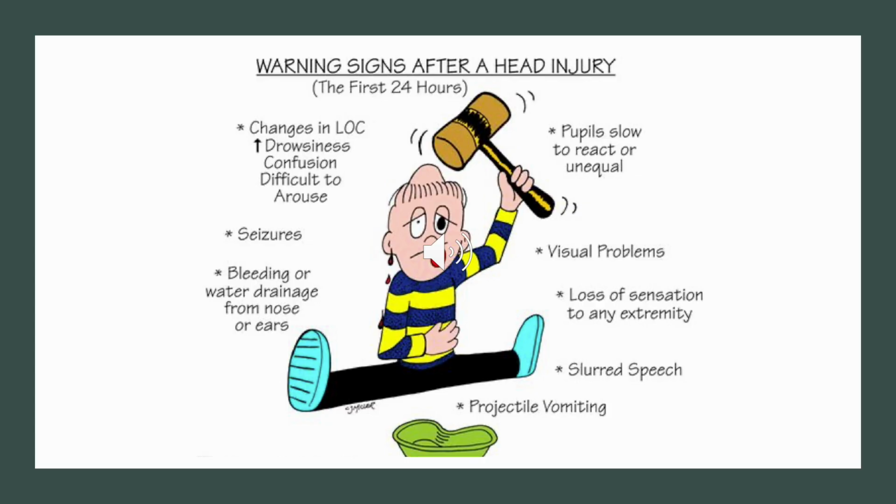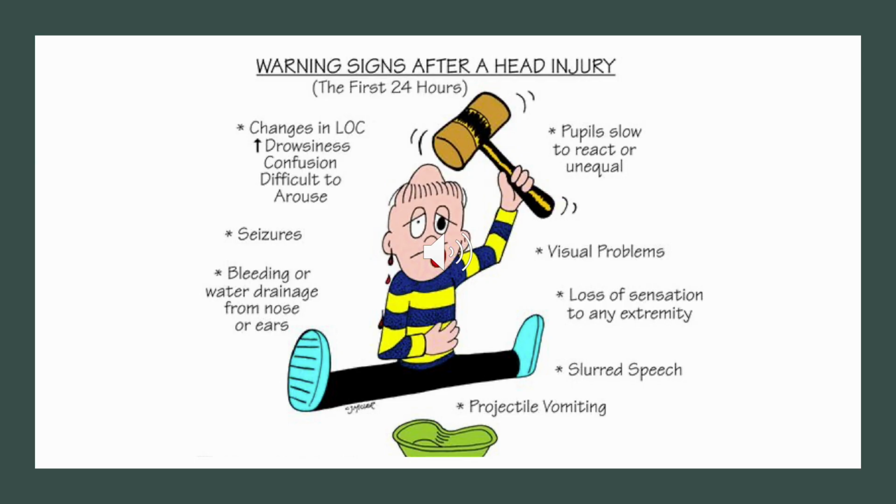The warning signs after a head injury, we're looking for increased intracranial pressure. Even somebody that has a concussion, so they have a Glasgow Coma scale of 13 to 15, you're going to warn the family about these type of signs and symptoms so they can bring the patient back to the ED if necessary. People with moderate TBIs have a Glasgow Coma scale of 9 to 12, and severe is 8 or less. So with that being said, we're looking for increased intracranial pressure.